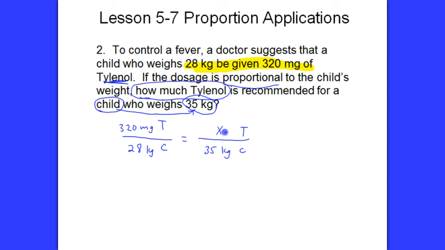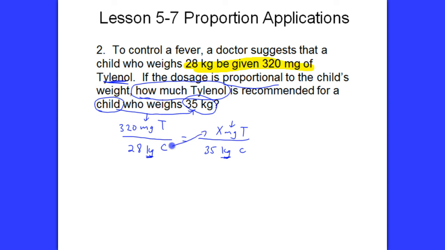X milligrams of Tylenol. Okay, so all of these labels here are just there to help you get things in the right spot. Now you might be asking yourself, well, what if I put the 28 on top? That's fine as long as you put the 35 on top over here. You see, it will work either way as long as the labels match here and here, and the labels match here and here. So you could flip both of them if you wanted to. All right, this just makes more sense to me the way that I wrote it.